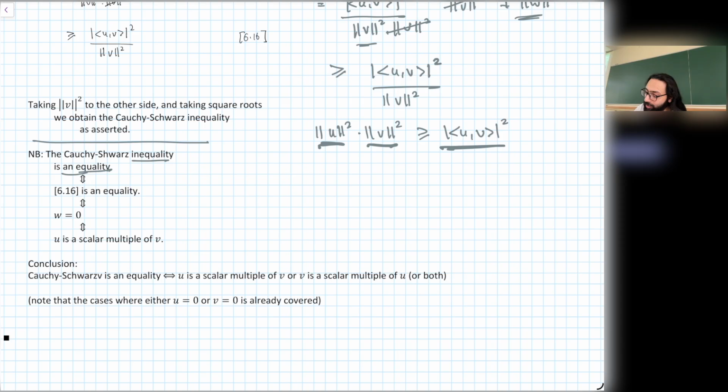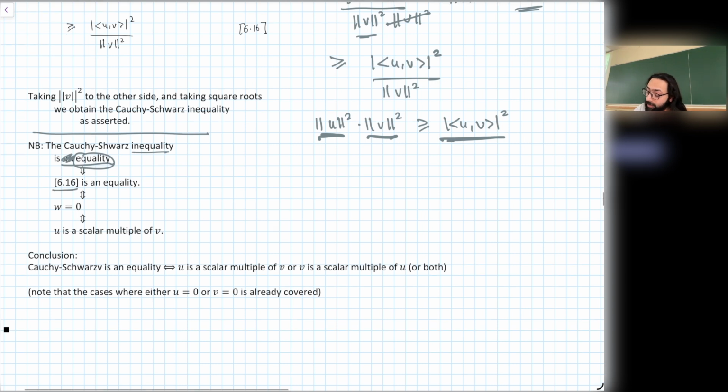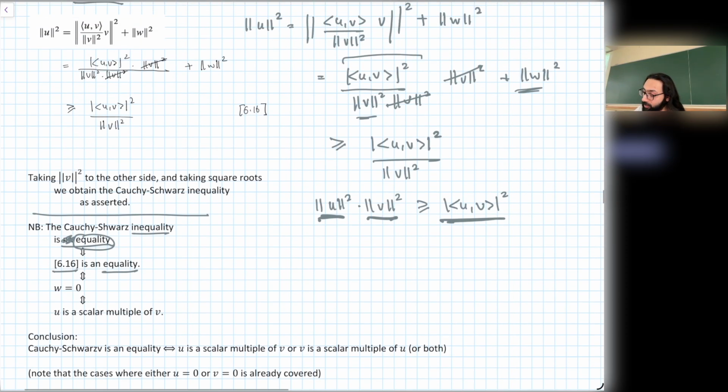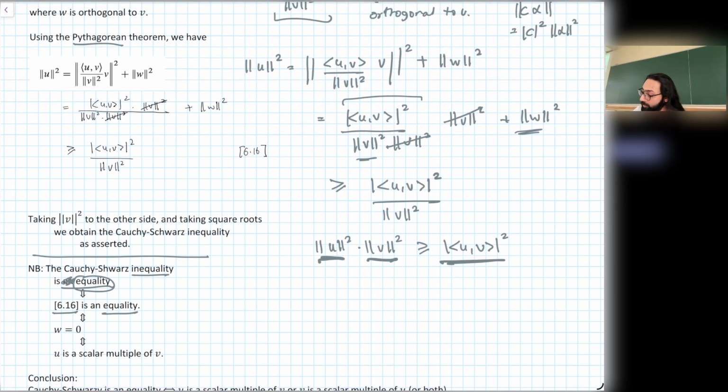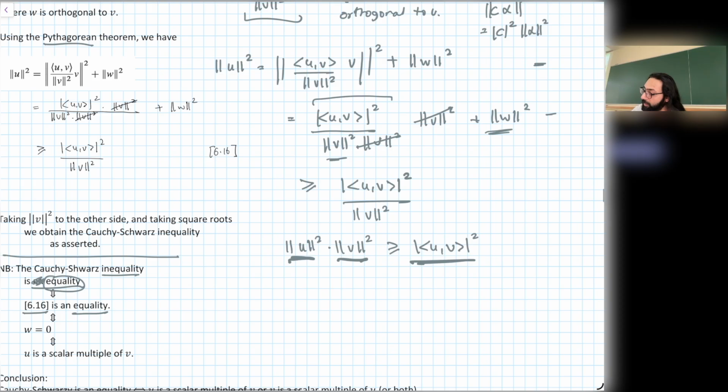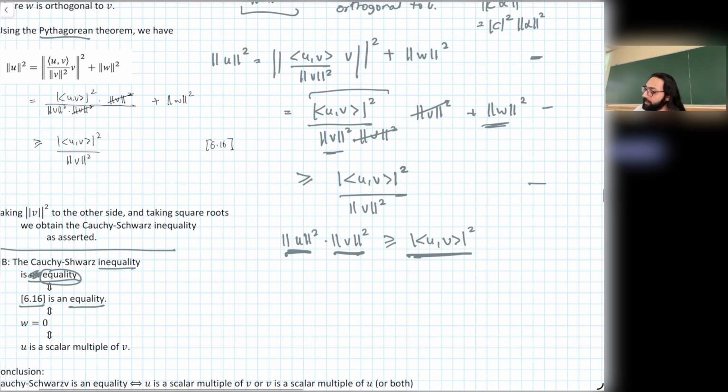Okay. So the Cauchy-Schwarz inequality becomes an equality. This is the most unfortunate thing about the English language that you have to say: inequality becomes an equality, and it just sounds wrong all the time.